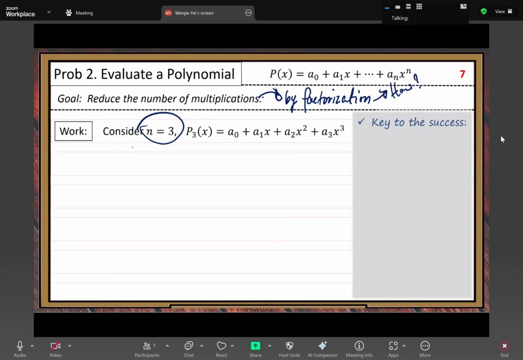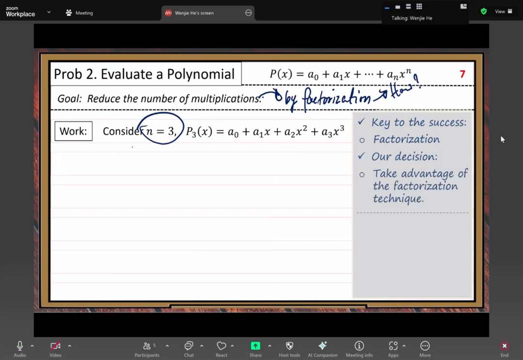Sometimes in my project, I will give you that description. In a project, I will set up the problem. So you will see, I try to make it easier for you to do the work. All right? So the key to the success is factorization. So our decision: now we want to take advantage of the factorization technique. That's our decision. The question is how? We need more information to see how.